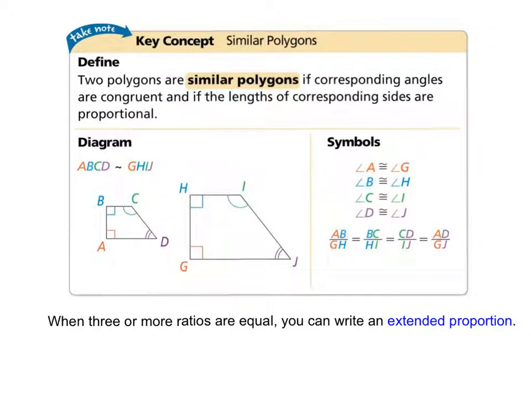And here is our key concept diagram for similar polygons. It says two polygons are similar polygons if corresponding angles are congruent and if the lengths of their corresponding sides are proportional. So the angles must be congruent and the side lengths must be proportional. When three or more ratios are equal, you can write an extended proportion.